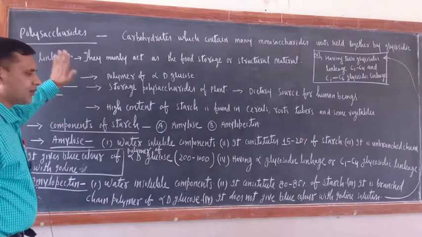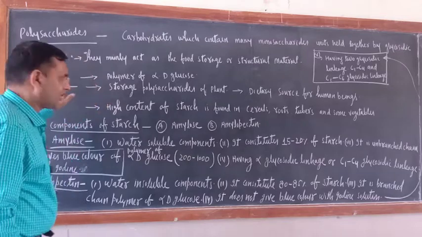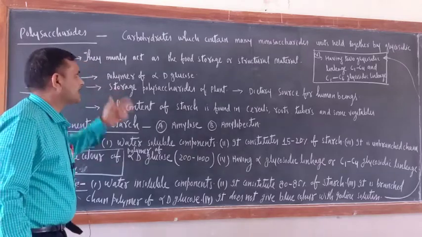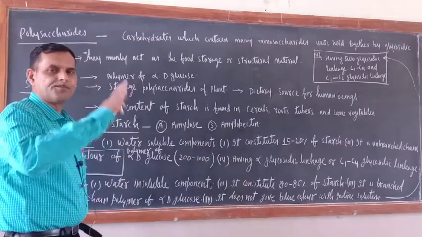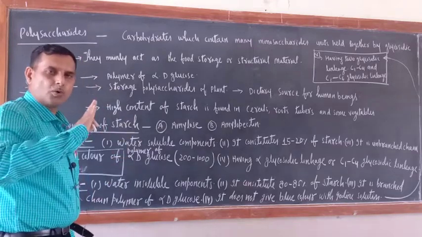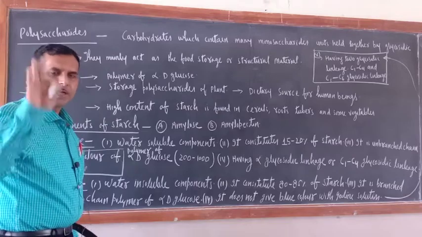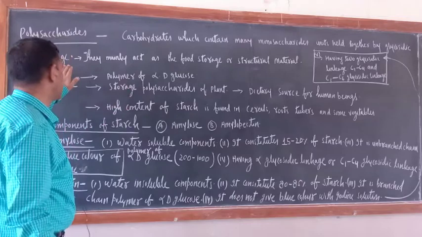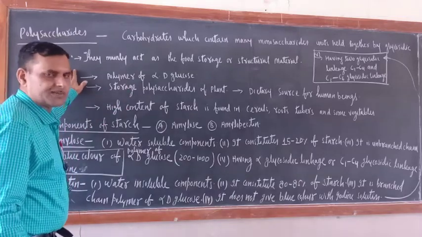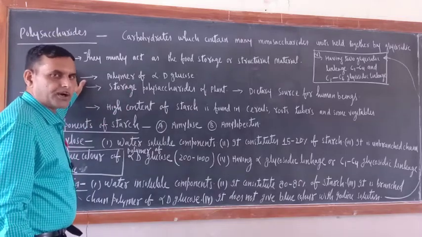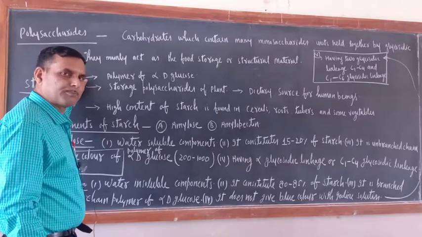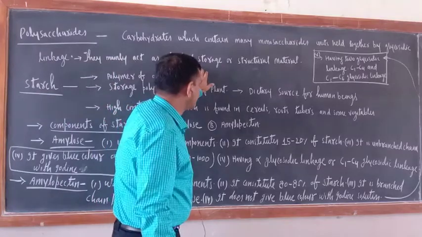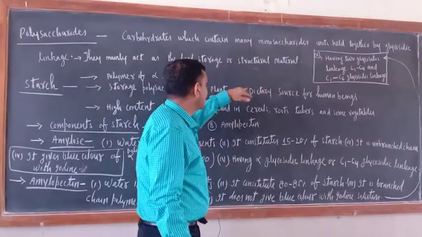Okay, so now oligosaccharide, that is disaccharide, is over. Now polysaccharide, today I will complete the carbohydrate. The polysaccharides, as I have already explained, are those carbohydrates which are made up of so many monosaccharide units, all held together by glycosidic linkage. These polysaccharides are very important for the animal kingdom as well as the plant kingdom. They mainly act as food storage or structural material.